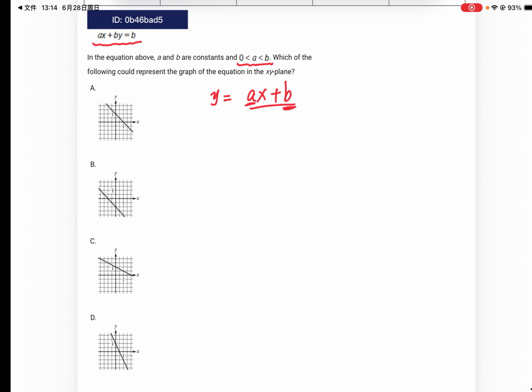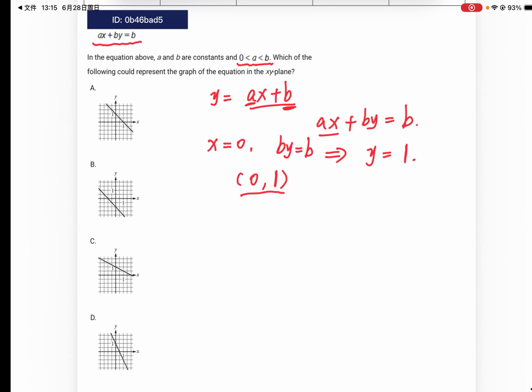And since we're in a multiple choice setting, an easy way of doing this is by plugging in some special values. What we can do is plug in x equals 0, right? Then ax plus by equals b, this term is gone, so we're left with by equals b. Then we solve for y. y is just 1. So for this linear equation, it definitely passes through the point 0, 1, okay?